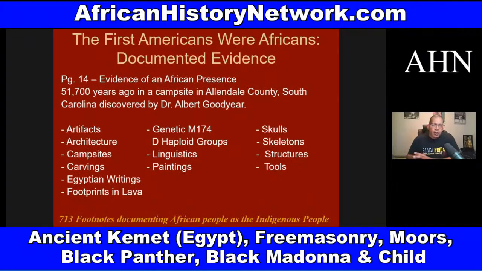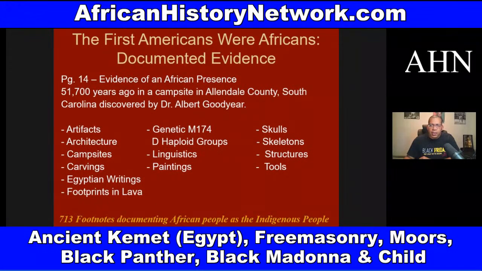Albert Goodyear, who's an archaeologist at the University of South Carolina. And they found in 2004, they made this discovery. They found artifacts, architecture, campsites, carvings, Egyptian writings, footprints in lava, genetic M174D haploid groups dealing with DNA and genetics. And they found linguistics, paintings, skulls, skeletons, structures, and tools. They found 13 different types of evidence, fairly documenting the African presence in the land we call the United States of America, going back at least 51,700 years ago.